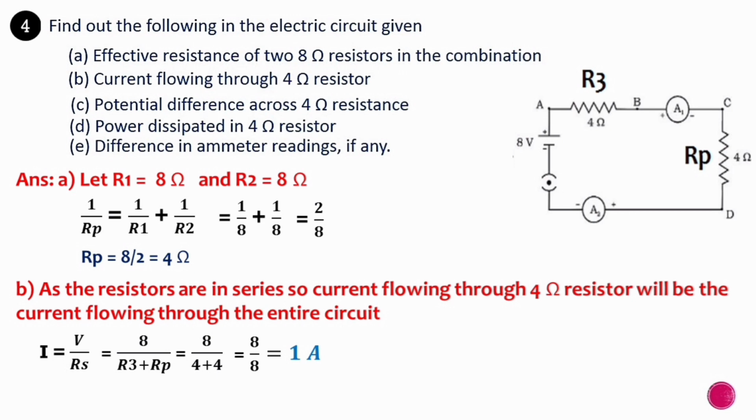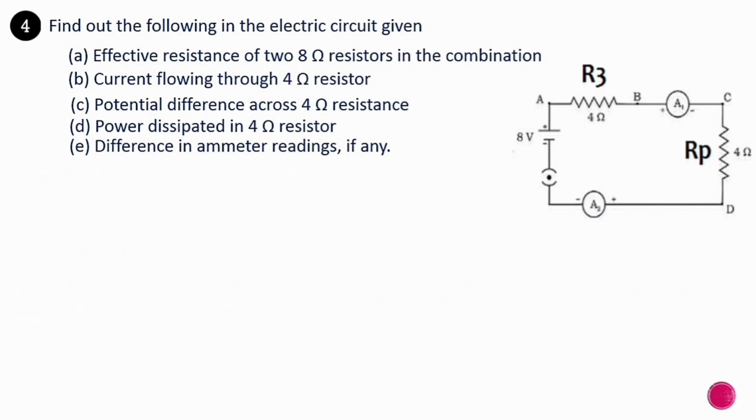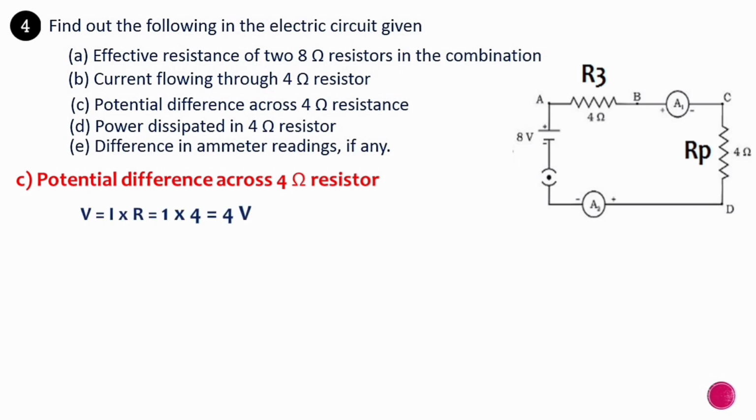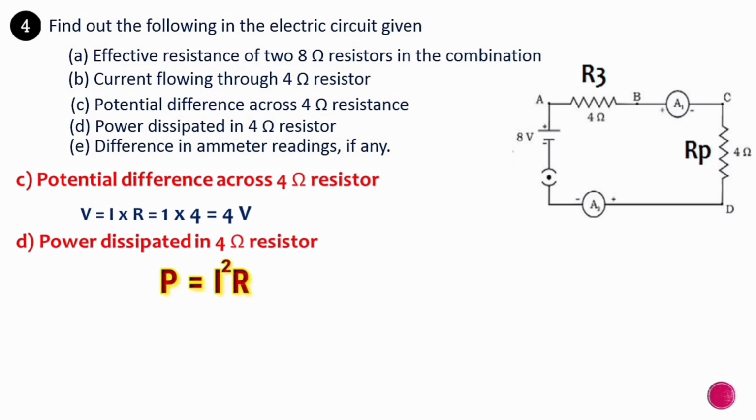Question C, potential difference across the 4 ohm resistance. Since R3 and Rp are connected in series, the potential difference across these two resistors will be different. So we can use a direct formula, V is equal to I into R3. V is equal to IR is the Ohm's law formula. Since here it is the potential difference across the 4 ohm resistance, the value will be 1 into 4 is equal to 4 volt. Power dissipated in the 4 ohm resistor. The formula is direct. P is equal to I square R. Substitute the value of I, which is 1 into 4, that is 4 watts.